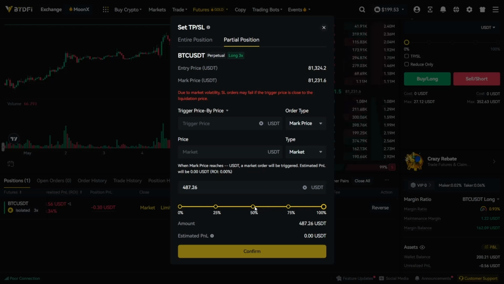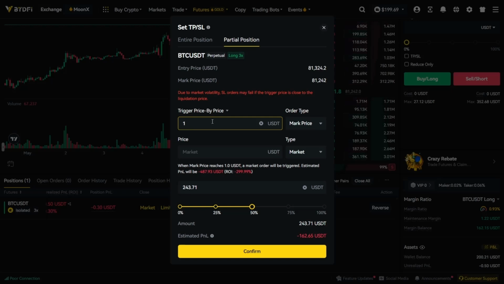So we're going to include 50% of our position in our first take profit and stop loss and 50% in our second. So for our first take profit, I'll be happy to sell 50% of my position if Bitcoin hits 100,000, and we can confirm this order.